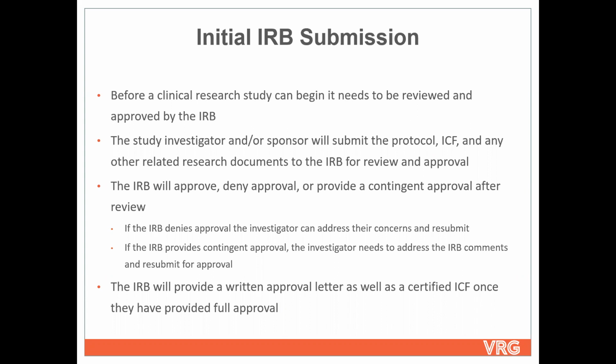If the IRB denies the approval, the investigator can address any concerns that they brought up and perhaps resubmit for approval. There may be something that was missing or something they want added to the protocol. The IRB could provide what they call contingent approval, and this is where the study is technically approved after the investigator addresses a couple of comments, and they'll need to resubmit those. So typically this may be if they want a couple of things added to the informed consent, they would give you contingent approval. So you are approved once you give them the consent form with the modifications.